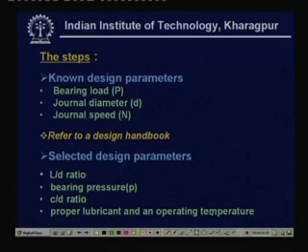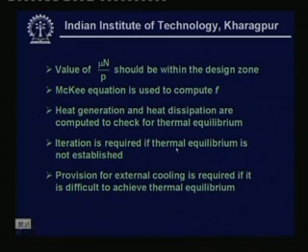So, the idea is that you refer to a design handbook and select design parameters, means these are the design parameter combinations for which you will find mu n by p that I am just describing in the next slide. Now, the value of mu n by p should be within the design zone, no explanation required, we have already seen. Mackie equation is used to compute the coefficient of friction F.